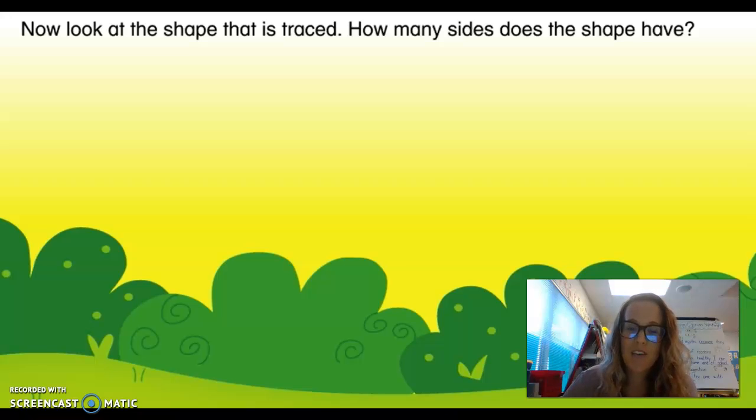So far this week, we have learned about circles and triangles. Today, we are going to learn about squares. So let's watch this video and see how we can identify a square. I want you focusing on how many sides a square has and how many vertices. Here we go.